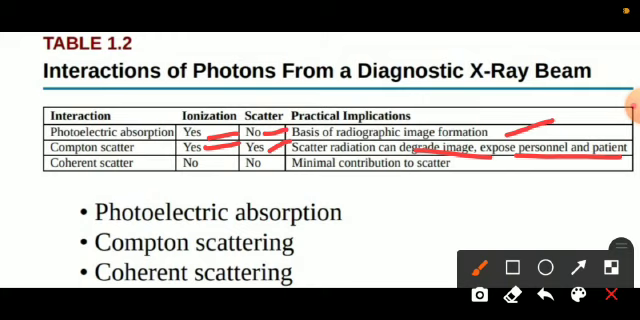Coherent scatter does not show ionization because no electron is ejected out. Only a photon of the same energy is released, but at a different angle. No ionization, minimal contribution to the scatter.